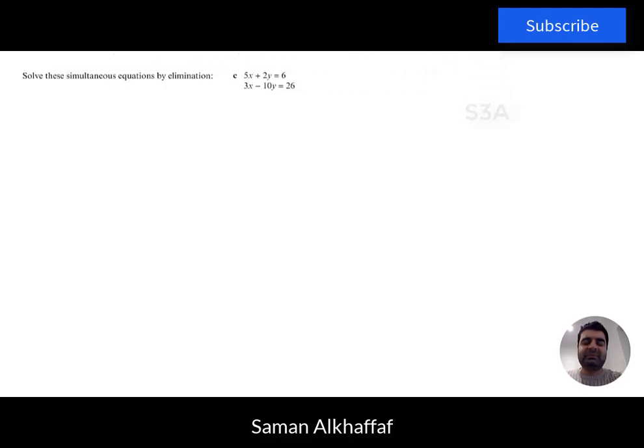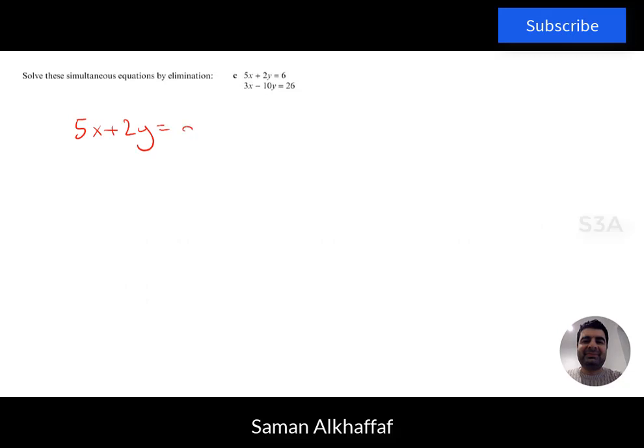In this example, we have two equations with variables of x and y. We'll try to solve them simultaneously. So we can see we have 5x plus 2y equals 6, and we have 3x minus 10y equals 26. We can see that if we multiply the first equation by 5, that can potentially eliminate y.